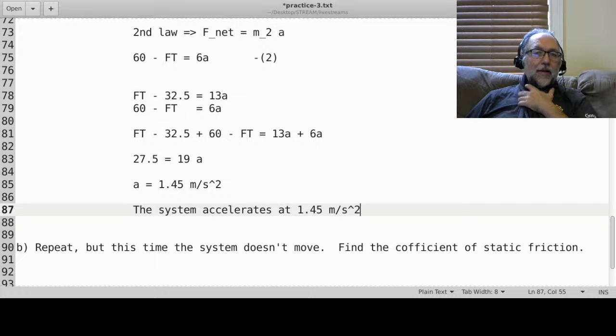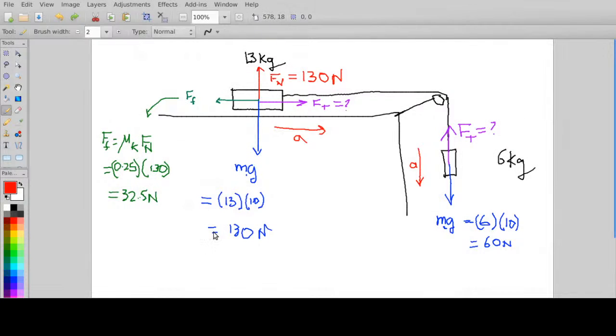Any questions with that? Now, I said system, and not to introduce a mysterious word, but let's go back to the diagram quickly. Both the 13 kilogram box and the 6 kilogram box accelerate with the same A. So this A here is the same as that A there, which is why I said the system. In other words, the whole thing, including the string, accelerates at 1.45 meters per second squared.